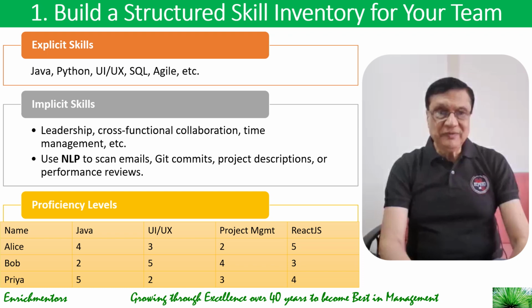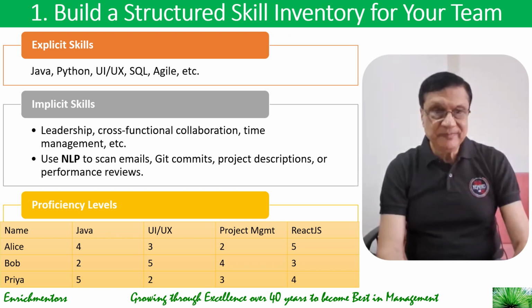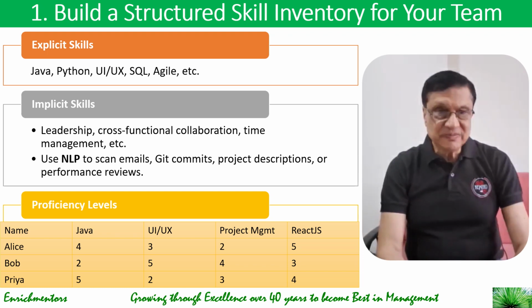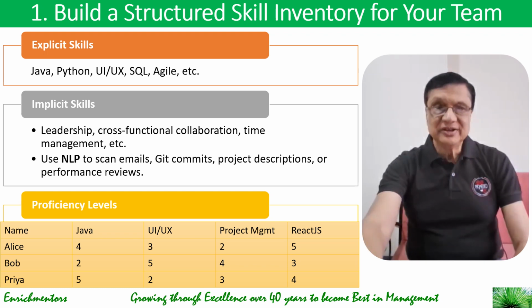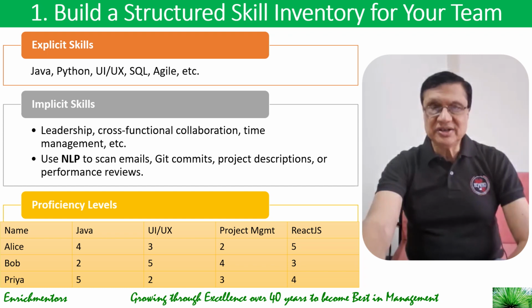And an outcome of that could be what you see here. You have resources, Alice, Bob, and Priya, and then you have skills required, and then you have proficiency level on a scale of 1 to 5. So that's how you build a structured skill inventory for your team.